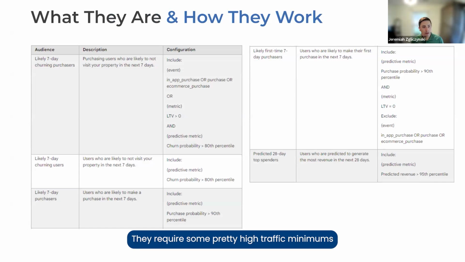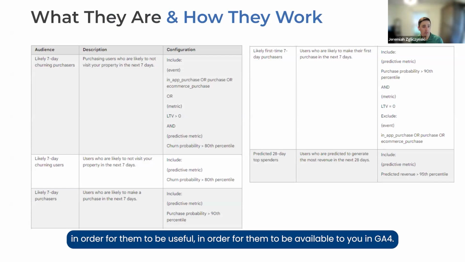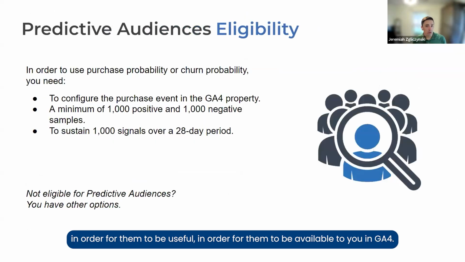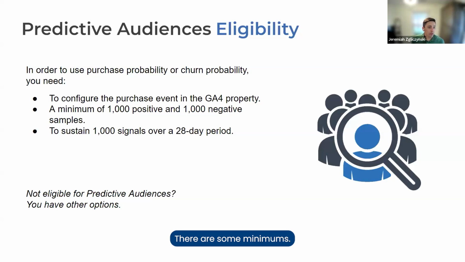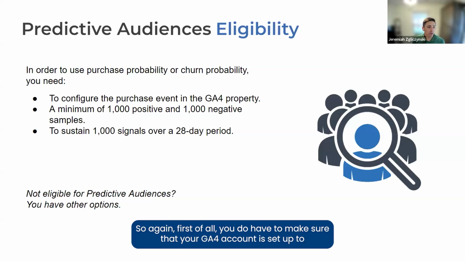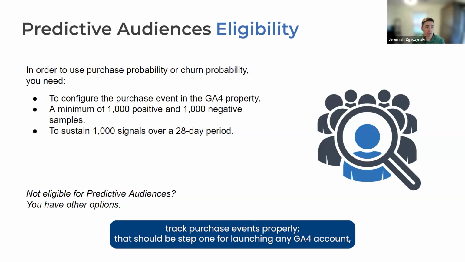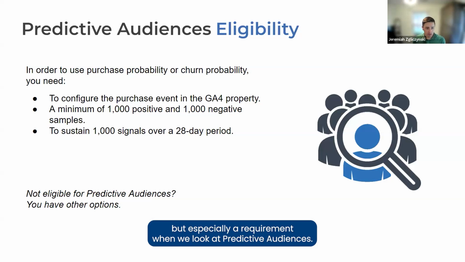They require some pretty high traffic minimums in order for them to be useful, in order for them to be available to you in GA4. There are some minimums. So again, first of all, you do have to make sure that your GA4 account is set up to track purchase events properly. That should be step one for launching any GA4 account, but especially a requirement when we look at predictive audiences.